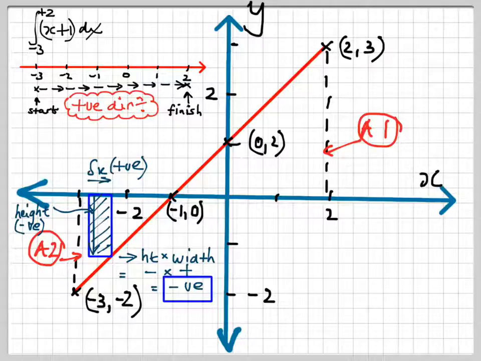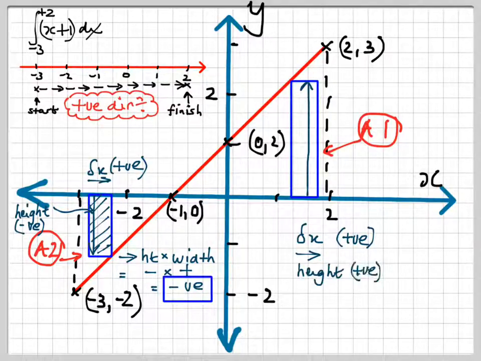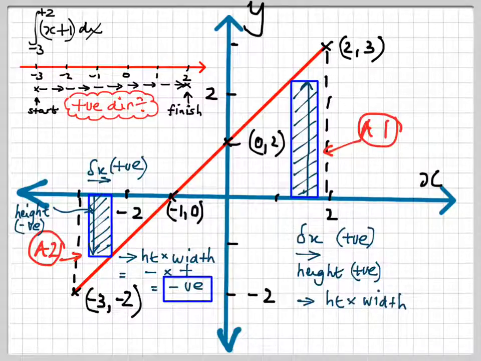Now let's do the same exercise for the part of the graph which is above the x-axis. There's my rectangle. What about my width? Of course it's positive, as we explained, because we're going from a lower x value to a higher x value in the direction we're moving in x. Now what about the height? Yes, that's positive. So what are we going to say about our signed area? The signed area is the height times the width, which is a positive times a positive, which gets me a positive.